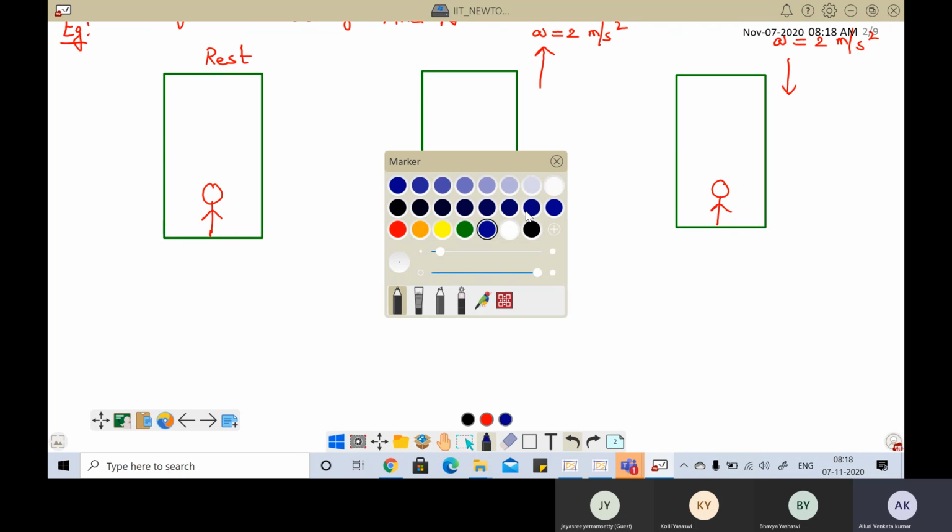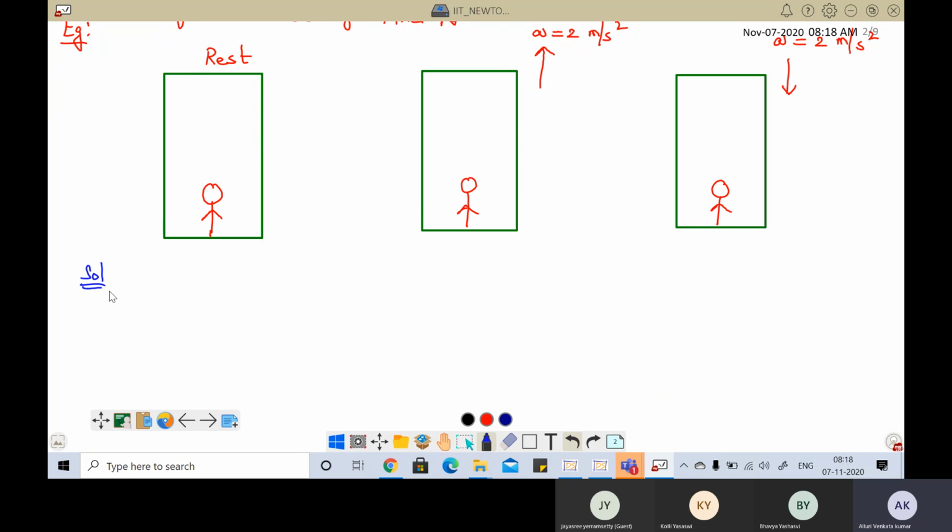Now let us draw the free body diagram of man. Let us represent him like a block. Now tell me, how many forces are acting on man? This is man right now. Let us represent him as a block. How many forces are acting on man now? Tell me.